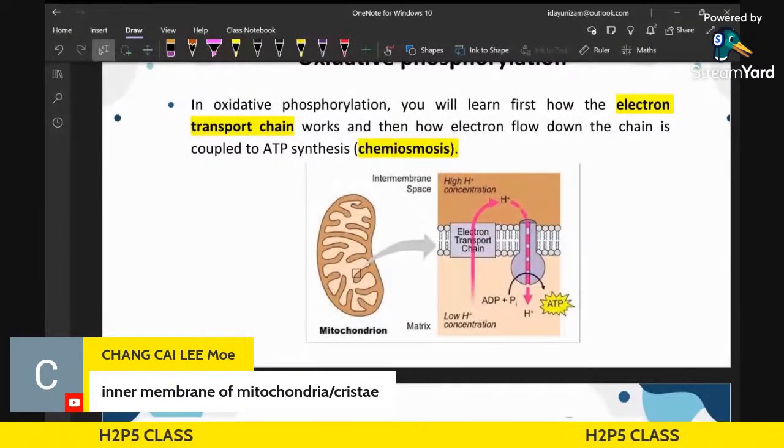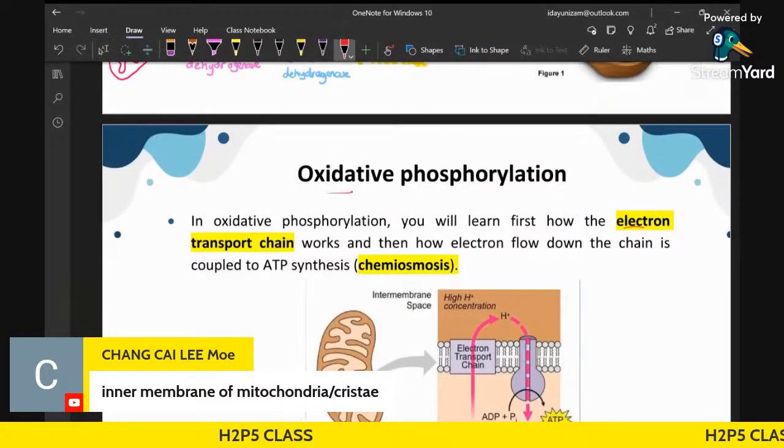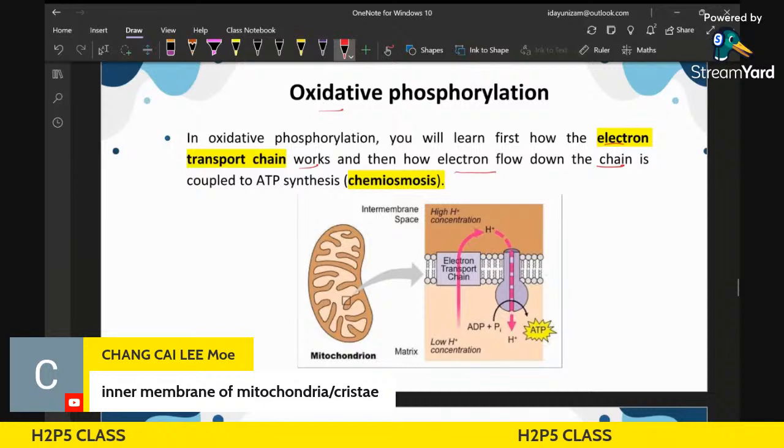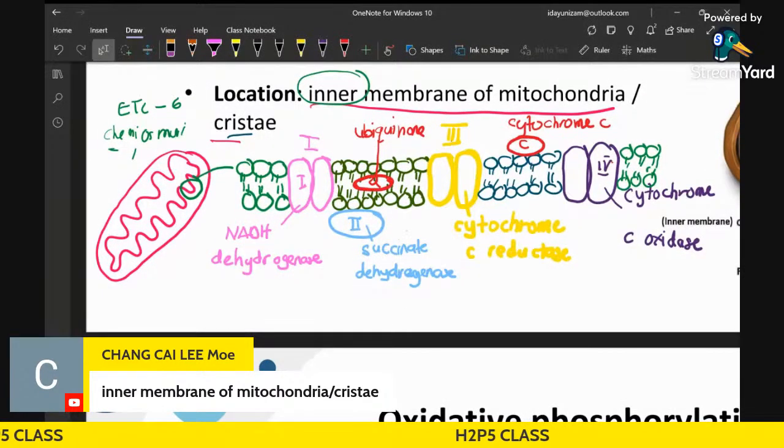The electron transport chain. So in oxidative phosphorylation, we are going to start with the ETC first, how it works and how you can see the electron flow down the chain, until we continue with chemiosmosis. This evening we will try, and if we cannot finish chemiosmosis, we will continue tomorrow. But I hope you can understand the whole process, the chain, how the six that we sketched just now play a big role in the ETC.